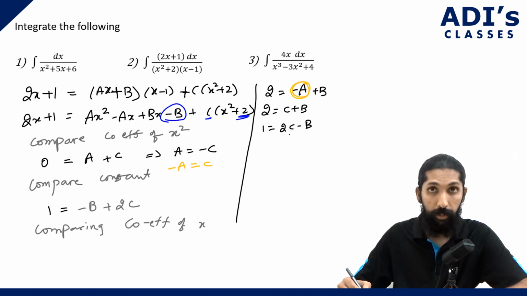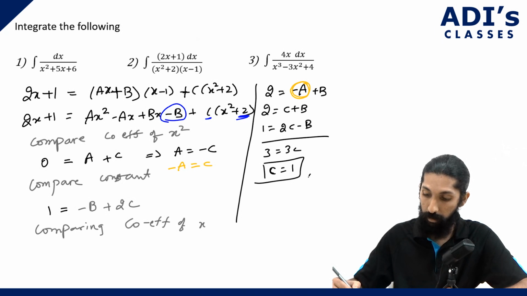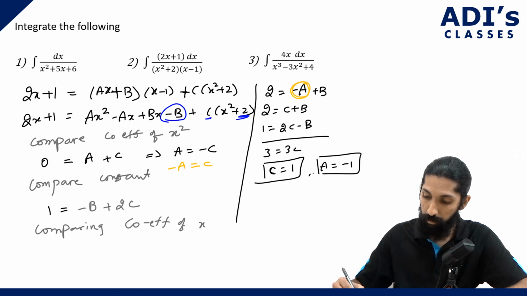Comparing the coefficients of x. Add both of them. 3 is equal to 3c. So c is equal to 1. Right? Since c is equal to 1, a will be equal to negative 1.